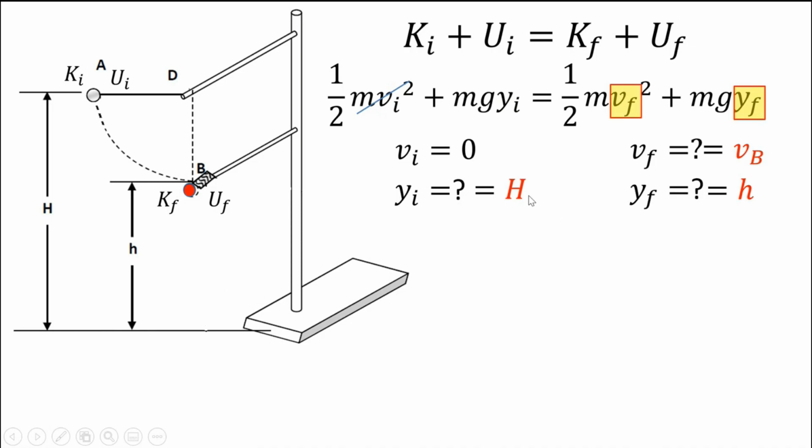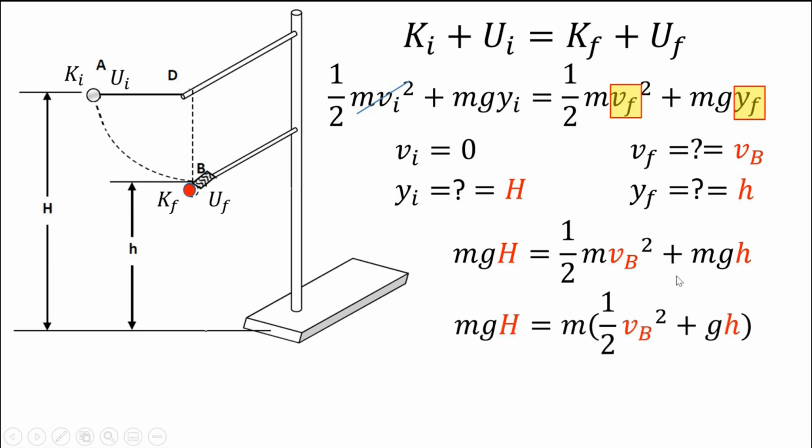So by substituting these variables into our equation and canceling out, remember VI is 0, so we cancel this factor. What is left will be M, the mass times the gravity times the big H, the big height, is equal to 1 half the mass times the velocity at point B squared plus the mass times gravity times the small height. By factoring out the mass and canceling it out, since all of the factors have a mass, we can cancel it out.